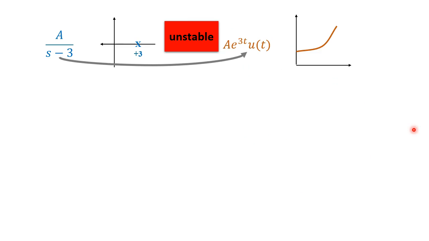Now let's see another example. 25 upon s square minus 8s plus 25. The poles of this are given as this. Similarly, as we have taken in our previous example, in which the poles were residing on the left half, here due to this minus, poles will be residing on the right half.